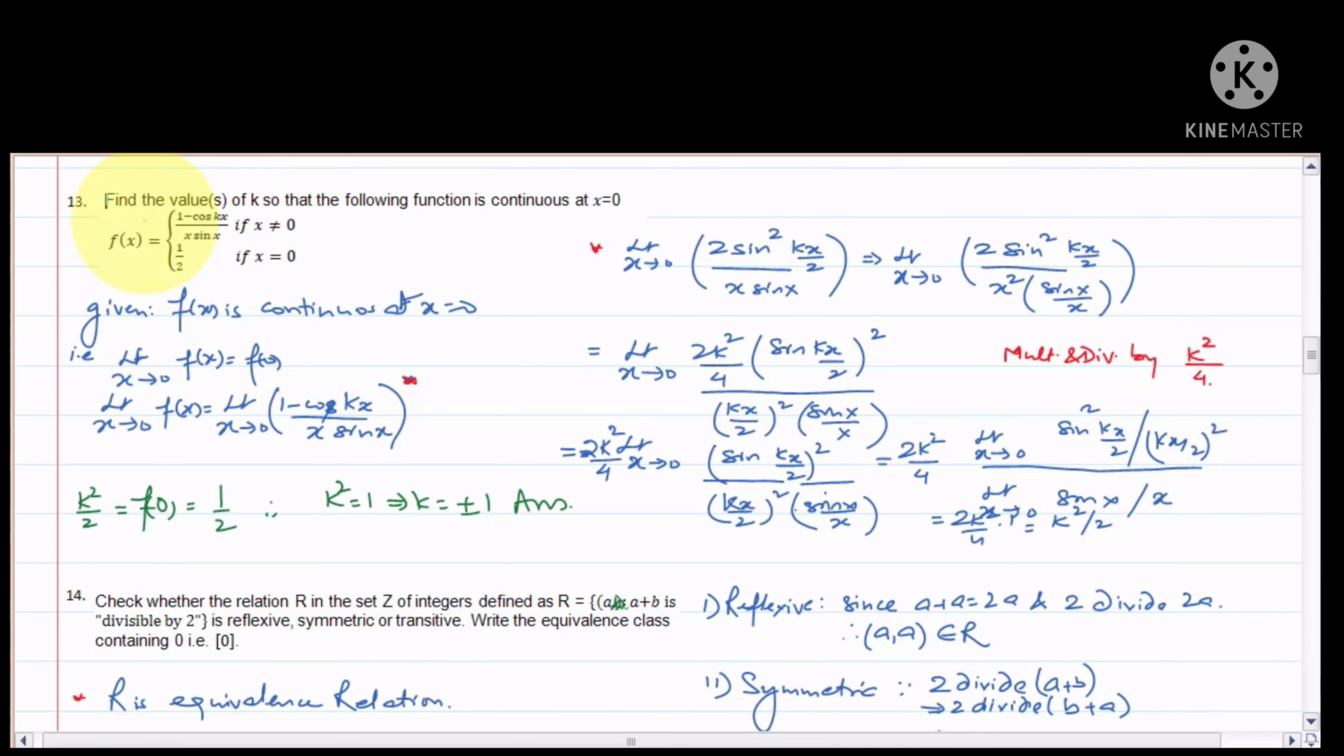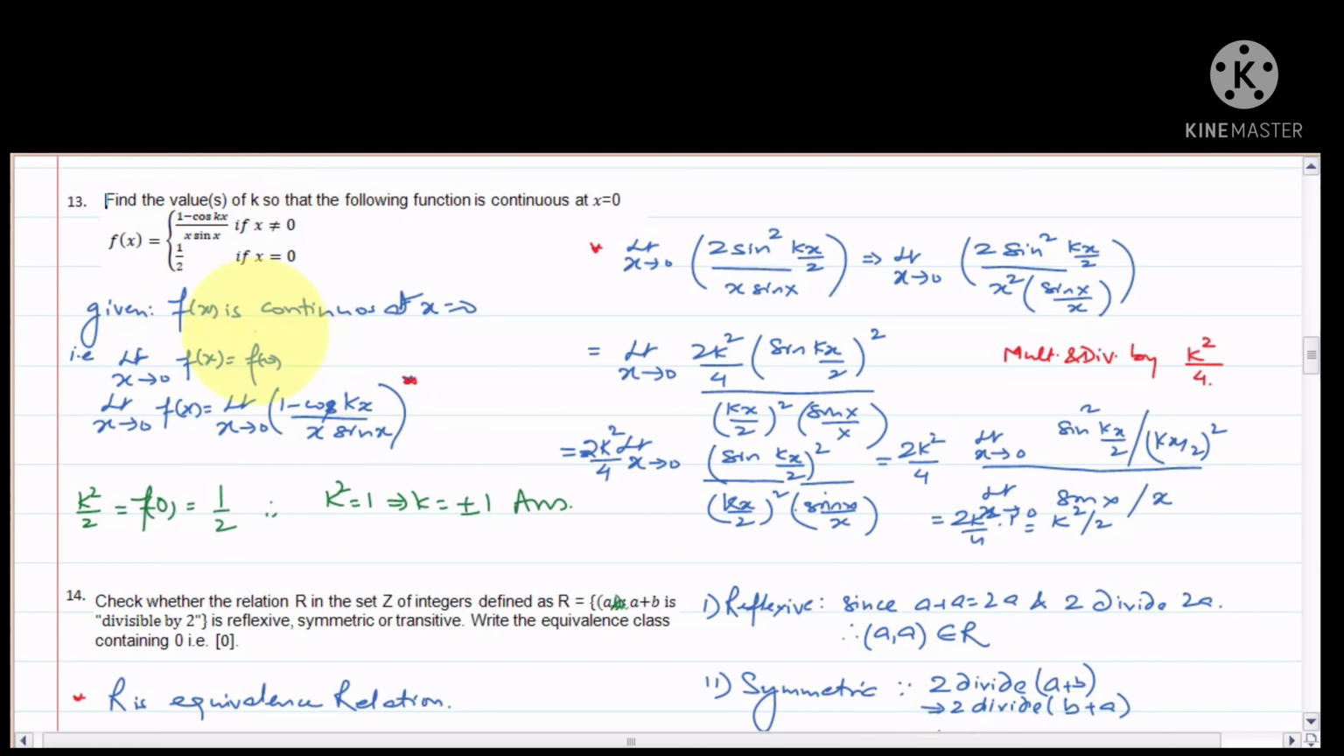Coming to question number 13, find the values of k so that the following function is continuous at x is equal to 0. For continuity, we know that LHL is equal to RHL, and the limit exists for the function. So the function is continuous at x is equal to 0. At x is equal to 0, the value is given as 1 by 2, and for LHL and RHL we will be using the function as 1 minus cos kx upon x sin x.